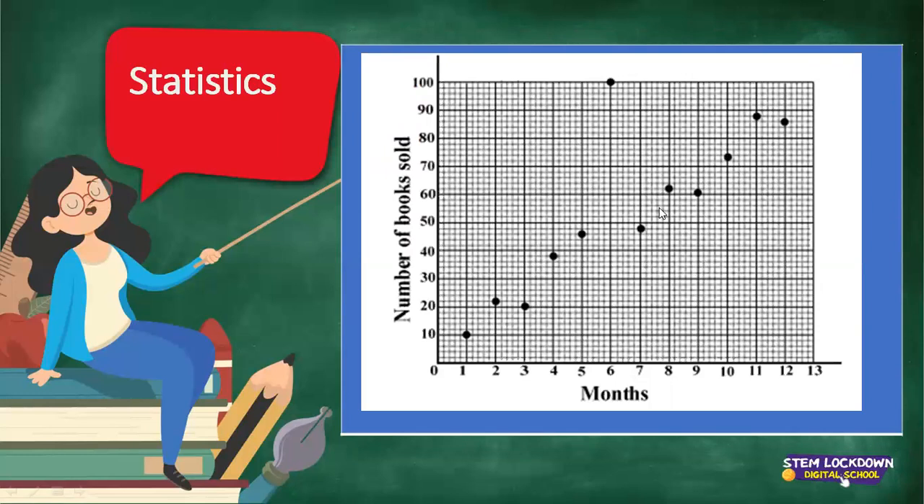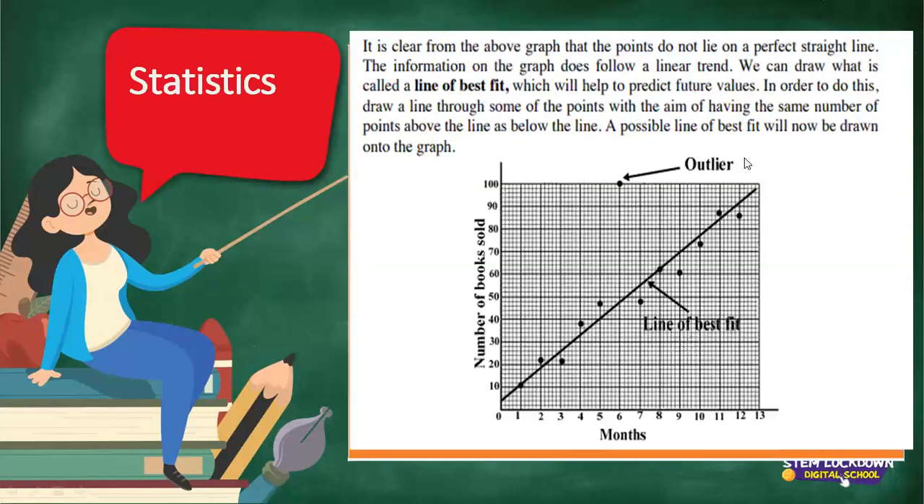It's sloping upwards, so we're going to draw a line that also slopes upwards. We can draw what is called a line of best fit, which will help us to predict future values. We can use it to get other values that are not within the graph. For example, we want to find out how many books are likely to be sold in the 20th month, when our data goes only up to month 12. So we use the line of best fit to predict that.